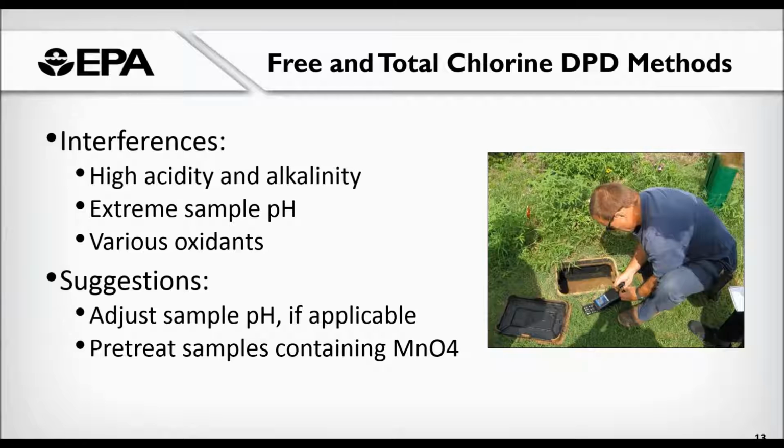And also, if permanganate is present in the water, you can pre-treat the sample with potassium iodide and sodium arsenite to correct for this interference. However, unfortunately, there's not really a great remedy to avoid some of the other interfering compounds that I discussed. Although you can't do anything to compensate for those, just building awareness and knowing that if these compounds are present, they can result in interference, can be valuable for operators to know.